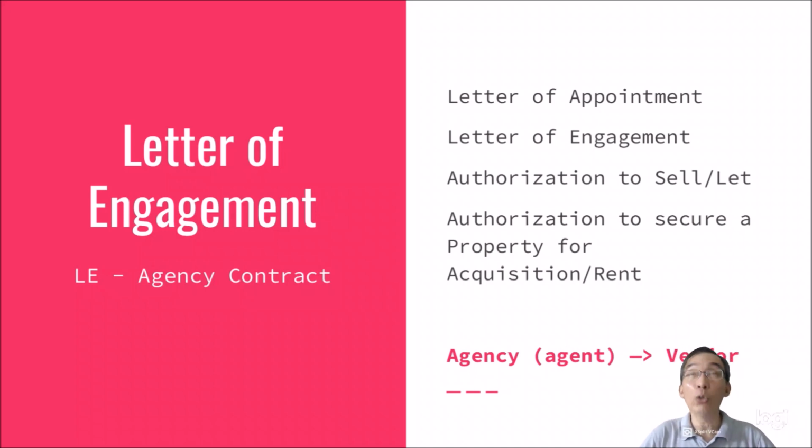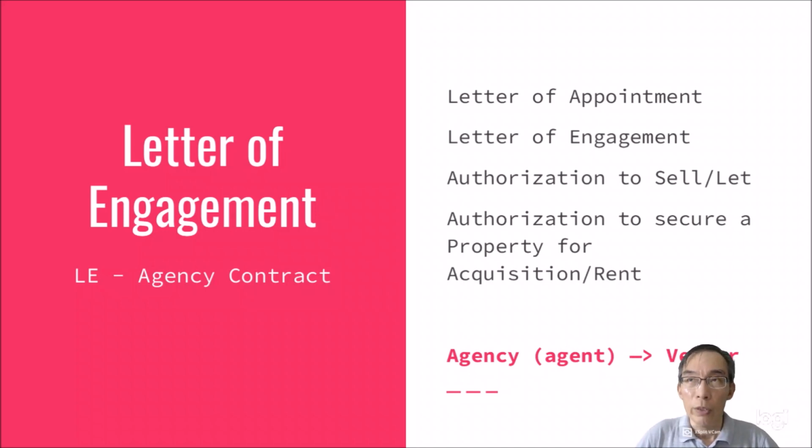So this is into the future, because he has seen whatever you have in your listing or your basket of property and is still not happy, and he says, I want to appoint you, I want to engage you to look for a property. So in this case, it's called authorization to secure a property for acquisition. So there is a standard wording used: authorization to secure a property for acquisition or for rent.